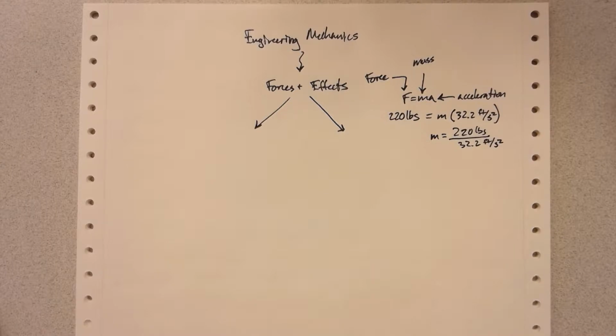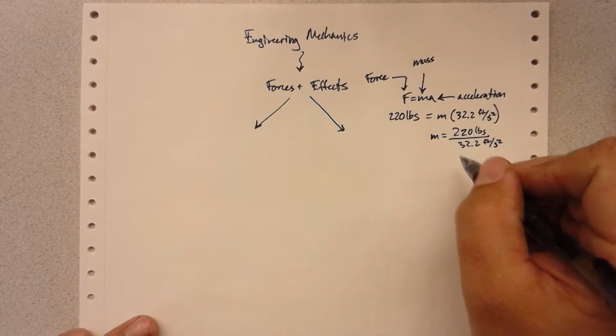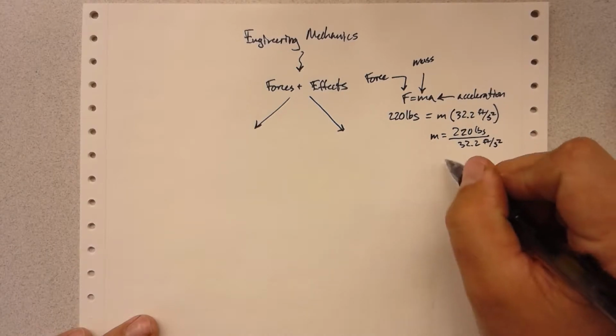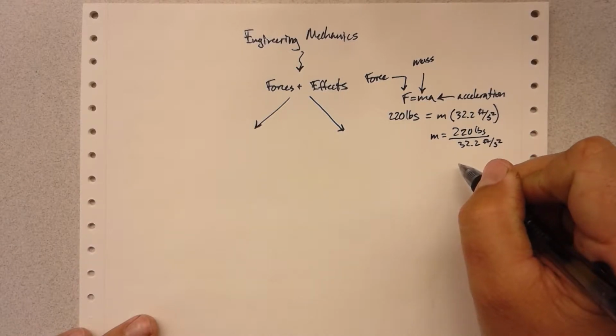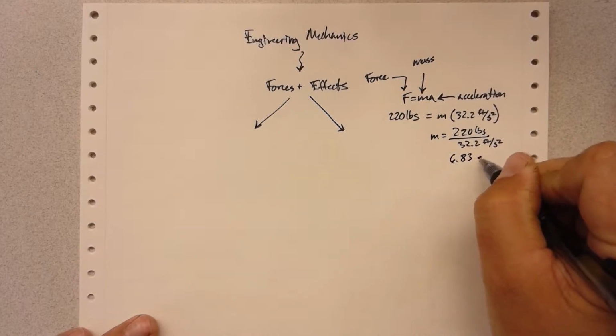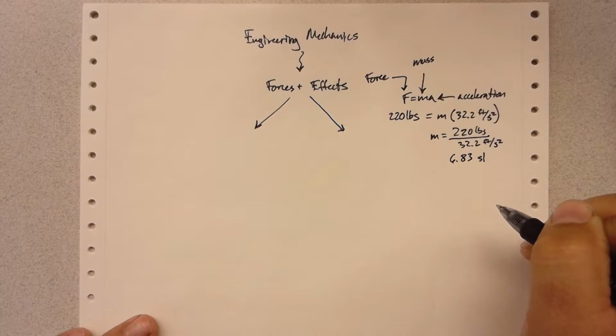So how come you use feet per second squared and not meters? Unit wise, why? We'll get there in just a second. So what is it? 6.83. Anyone know the unit? Giving you a hint. Giving you half of it.